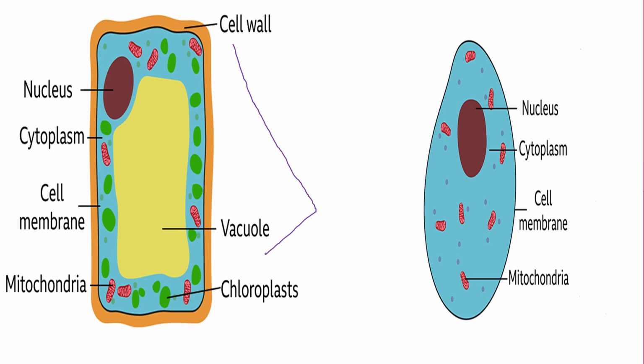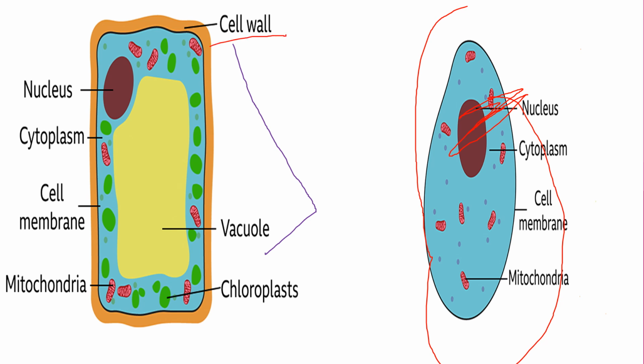But my dear, in animal cell, what shape will we have? Rounded shape. Nucleus is usually in the center. This one. Many small vacuoles and no cell wall. Remember this. Animal cell have no cell wall. Plant cell have cell wall. Plant cell have chloroplast. Plant cell have vacuole.